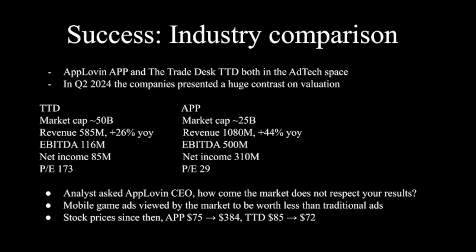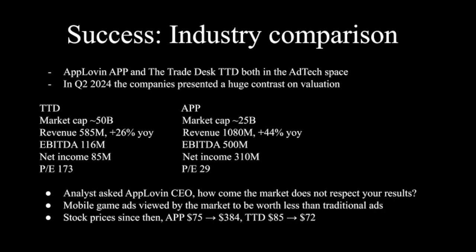Yet the Trade Desk had 585 million of revenue, which was up 26% year over year. And AppLovin had 1.08 billion, or 1080 million, of revenue, which was up 44% year over year. And looking at EBITDA, the Trade Desk had 116 million of EBITDA, while AppLovin had 500 million of EBITDA in Q2 of 2024. And for net income, the Trade Desk had 85 million and AppLovin had 310 million.